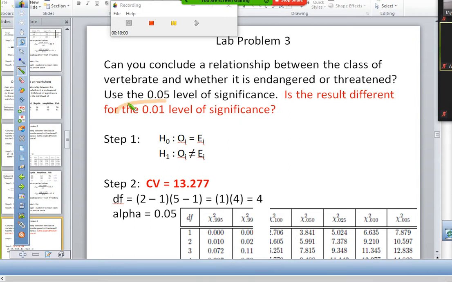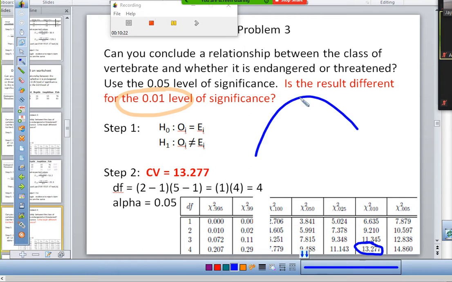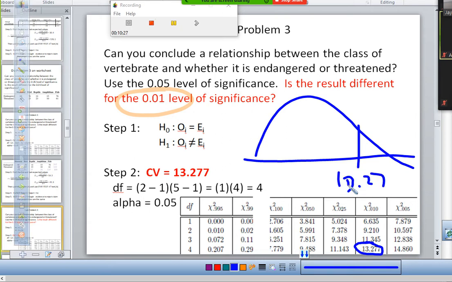So the only thing that changes when you change this, the only thing it changes is your critical value. That's the only thing that changes. So now my alpha is 0.01. I'm going to use this one here and roll down and degrees of freedom 4, and it's going to be this guy right down here. So 13.277, and that's not going to change anything at all, because even if it's 13.277, my test stat is still way out here at 45, so I'm still going to reject, and there'd be no difference.